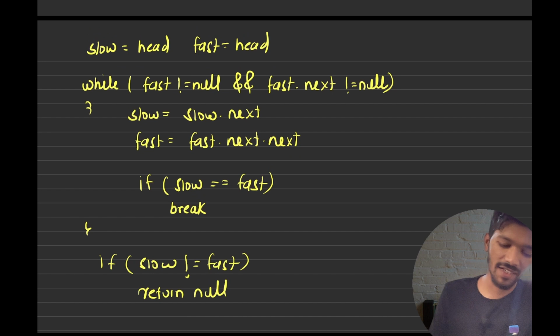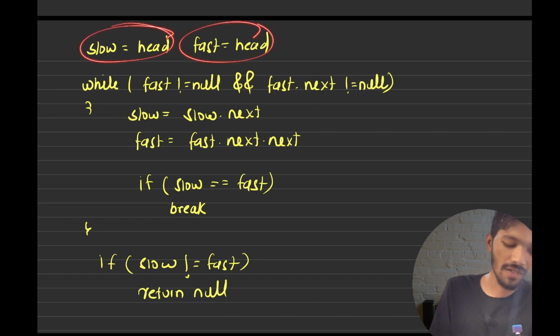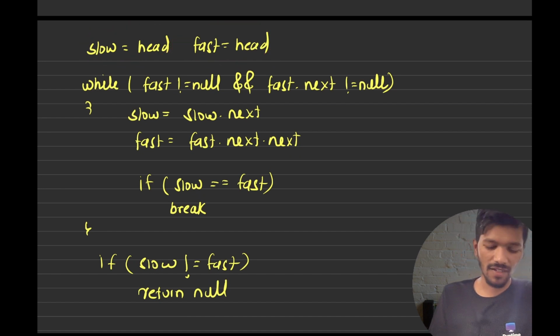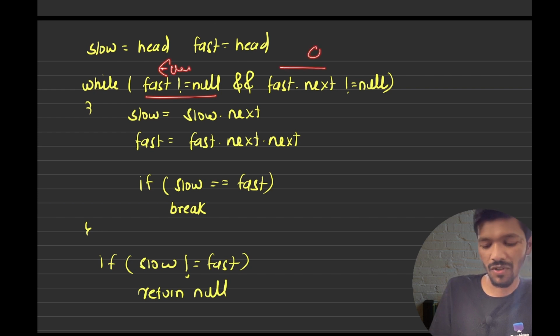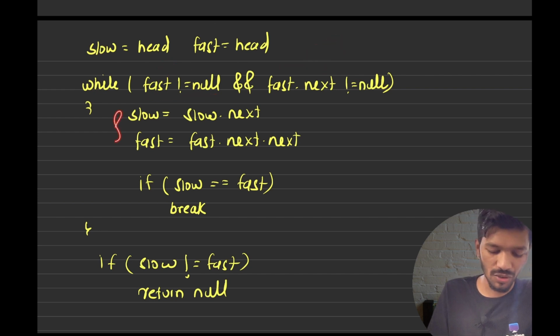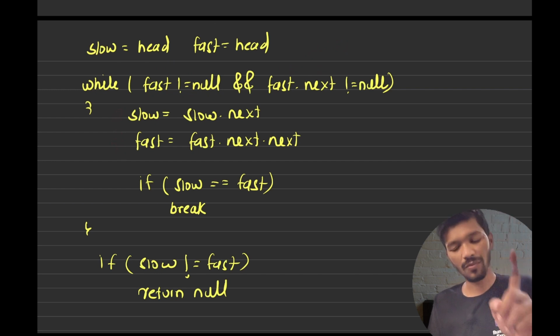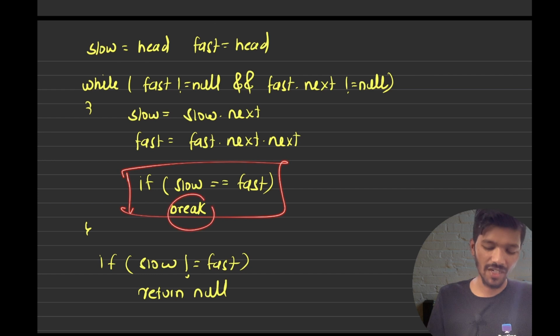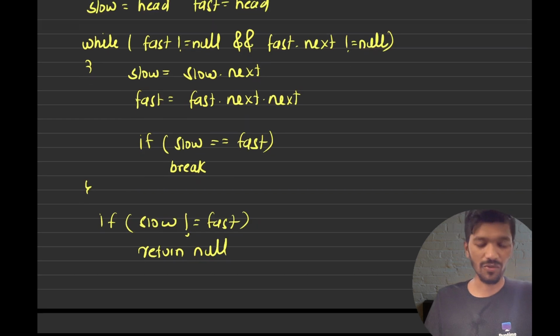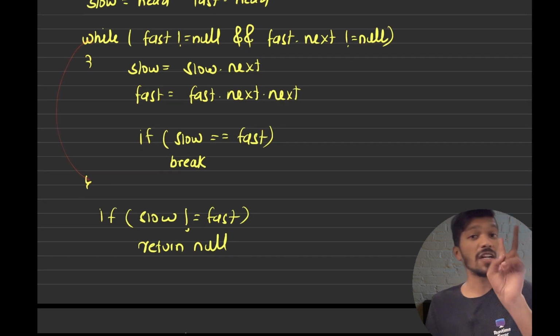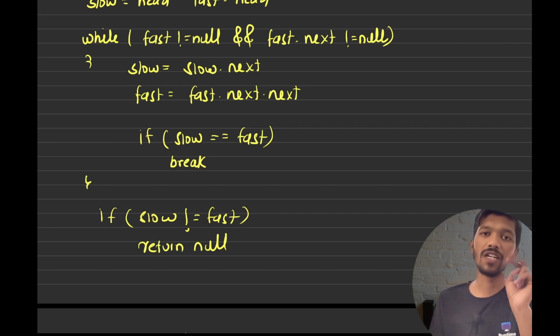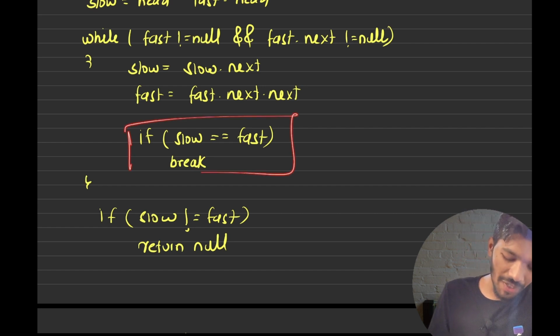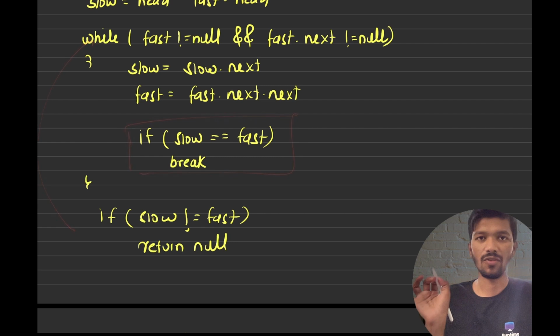What I basically did is I kept the slow and the fast, both initially pointing to the head. This is for the even case and this is for the odd case. What I need to do is move the slow by one position and move the fast by two positions. And whenever both are equal, I will break out. Now see, coming out of this loop, there might be two cases: either I have broken out from this, or my condition becomes false.